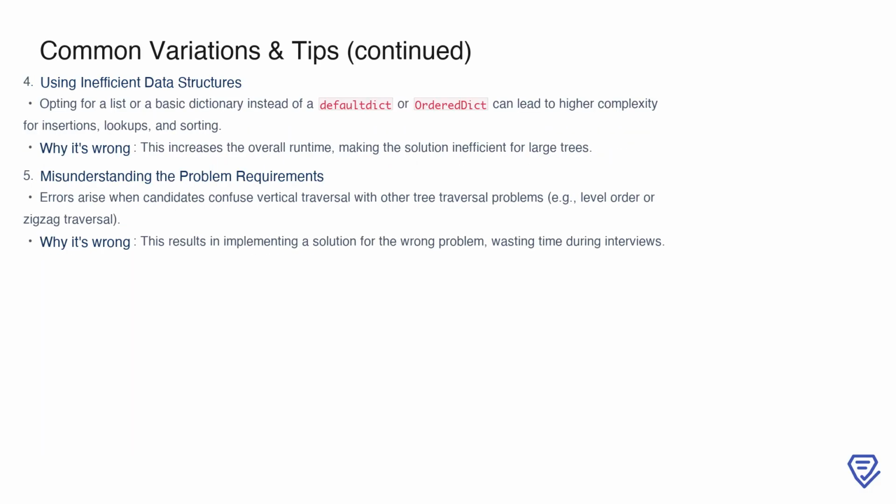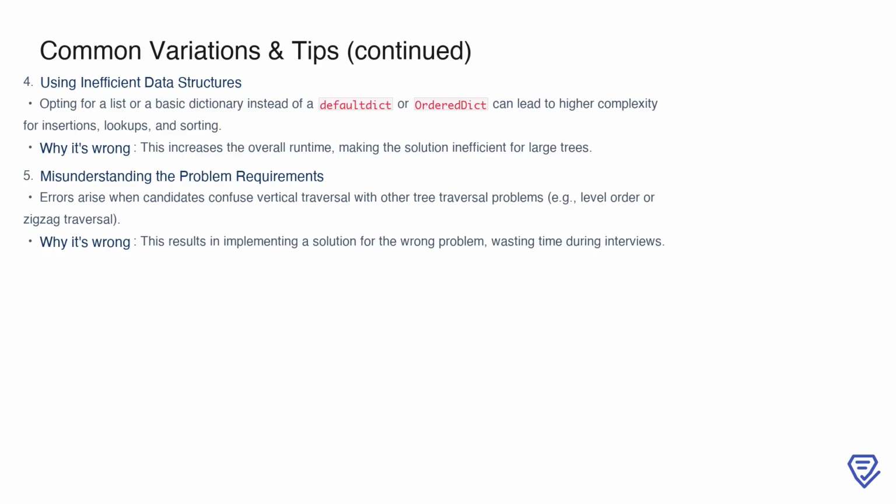Additionally, the choice of data structures plays a significant role in the efficiency of your solution. Using a simple list or dictionary instead of optimized options like default dict or ordered dict can unnecessarily increase the complexity of insertions, lookups, and sorting operations, making your solution inefficient for larger trees.